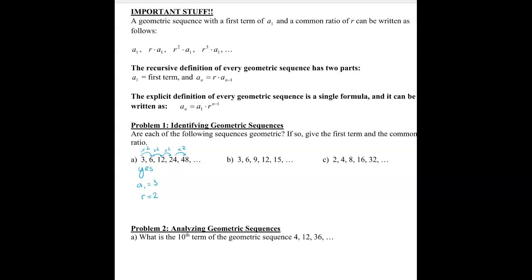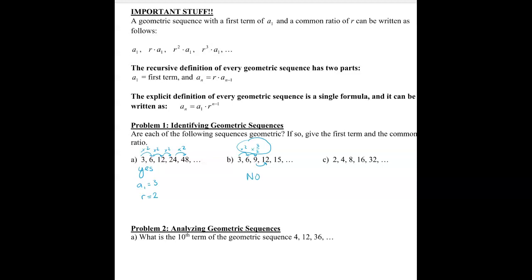Alright, on B, I would have to multiply by 2 to get from 3 to 6, and then from 6 to 9, I would have to multiply by 3 halves, sorry. Took my brain a second. In order to get from 9 to 12, well, do I really need to do this one? No, because I already see that 2 and 3 halves are not the same numbers, so no, this is not geometric.